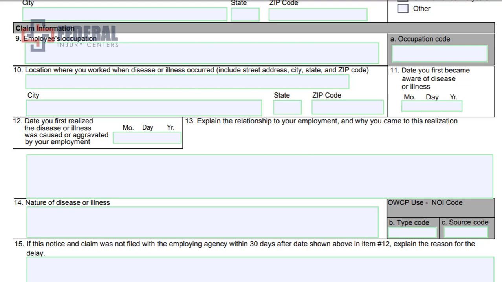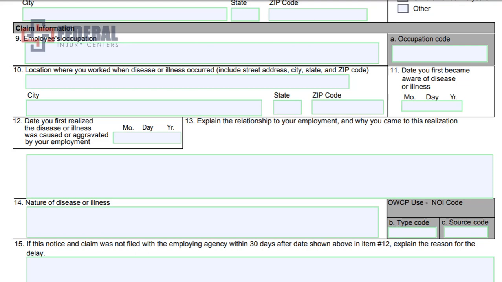In this scenario here, in box 11, what we would put is the day you first started feeling the pain caused by carpal tunnel syndrome. Let's just call this January 1st. This would be the first time you felt you had an injury, and we're using the example of carpal tunnel syndrome. Well, on January 1st, you started feeling pain.